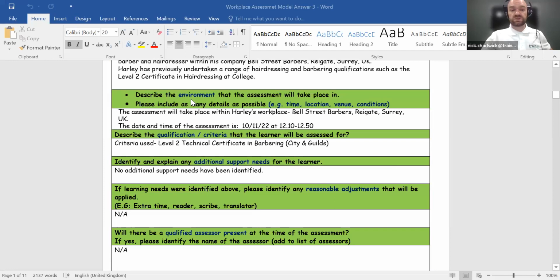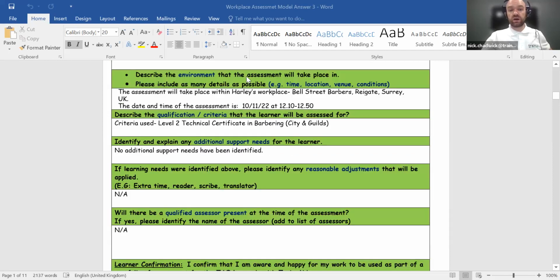The next step is to describe the environment that the assessment will take place within. Please include as much detail as possible here, such as the time, the location, the venue, and also the conditions as well. For my assessment, this will take place within Harley's workplace. This is Bell Street Barbers based in Reigate, Surrey. We've also included the date and time of the assessment.